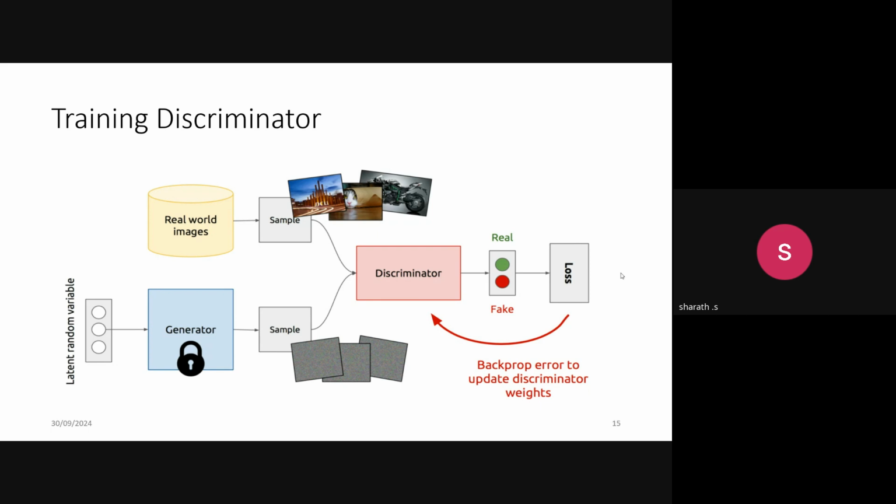This is the basic diagram of training of the discriminator. We train on the real world images first with the discriminator. We freeze the weights of the generator, and we train the discriminator with the real data. The error that is generated is back propagated, so you can update the discriminator weights.